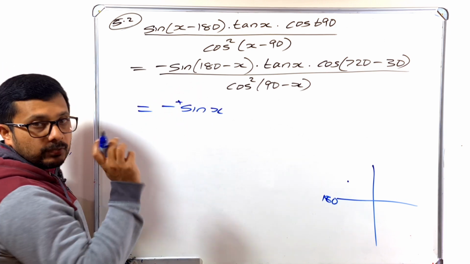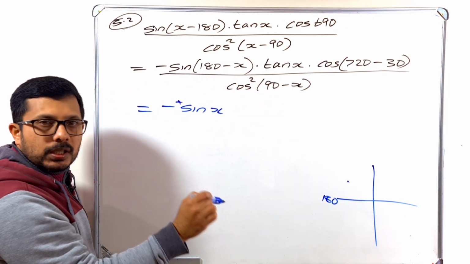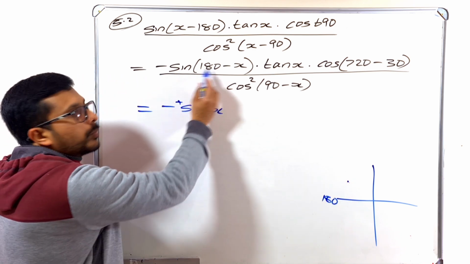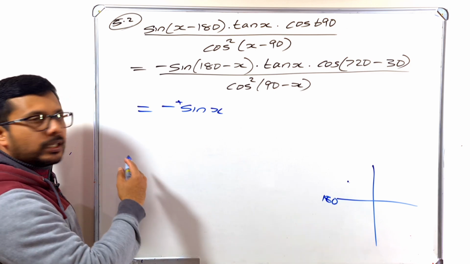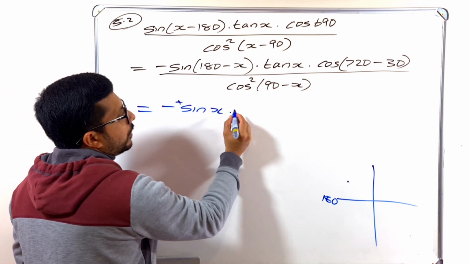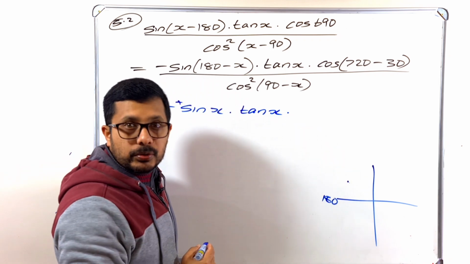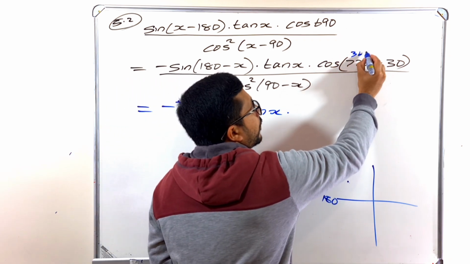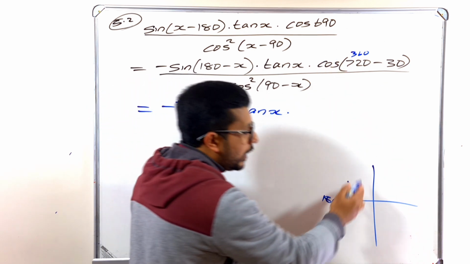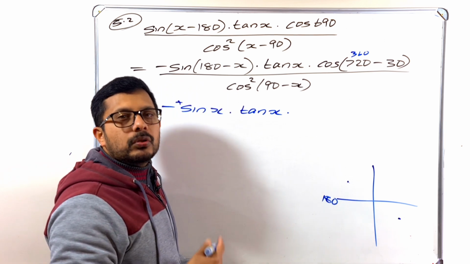Once more, 180 minus x is in which quadrant? Second quadrant. Second quadrant, what is positive? Sine is positive. Here what? Sine, so it is positive. And if it is based on 180 or 360 horizontal line, no change in the trigonometry. Here sine, here also sine. Then the angle, okay, into tan x into 720. Try to understand like this. This 720 is the same as 360. So 360 minus 30. 360 minus 30 means it's on the fourth quadrant. Am I right? Fourth quadrant, what is positive?